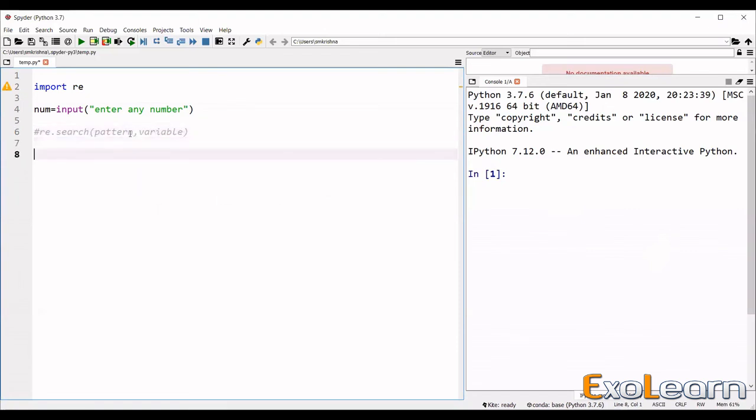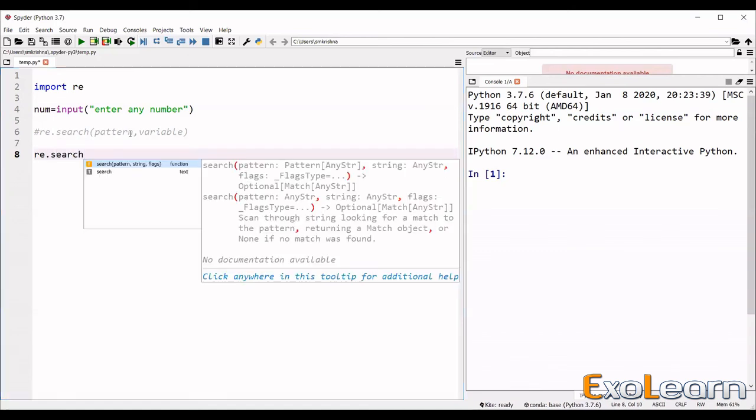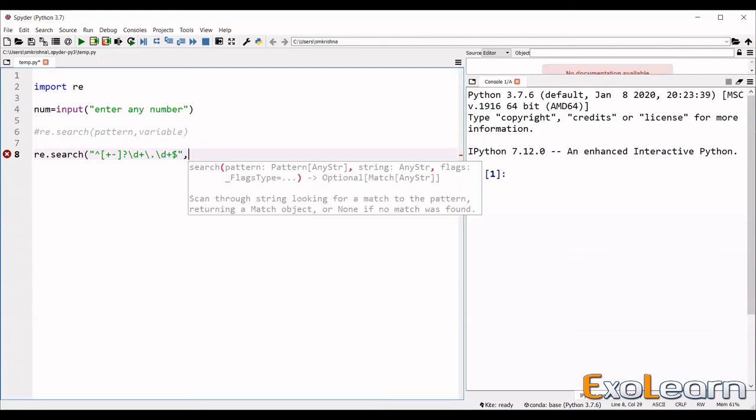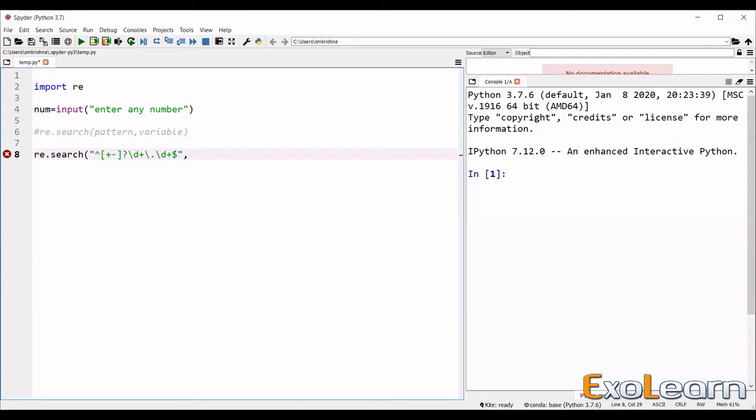So all I need to do is re.search. The pattern we have discussed, for accepting signed or unsigned numbers, is caret, plus or minus inside square brackets, and then a question mark, followed by digits, one or more digits, then a dot, and then one or more digits. So slash d plus, and then end immediately with dollar, comma, the second argument. The variable in which I am looking for this pattern is number.